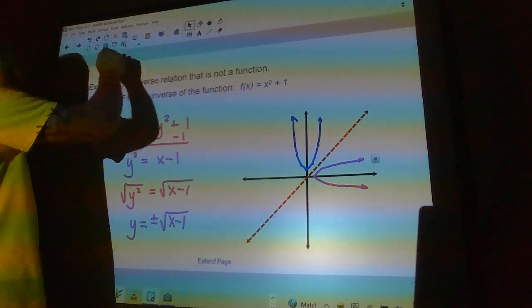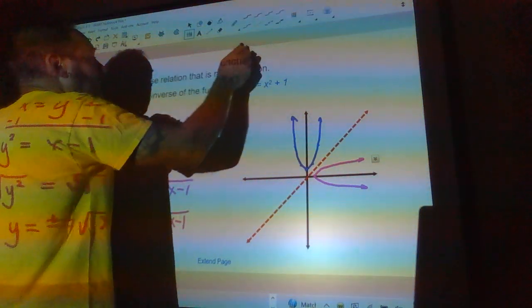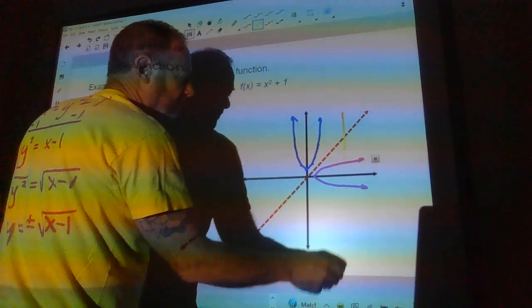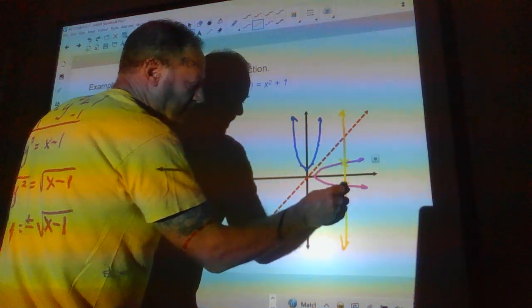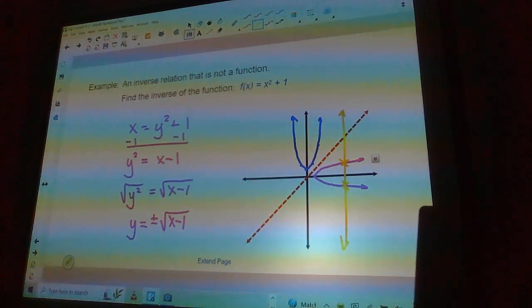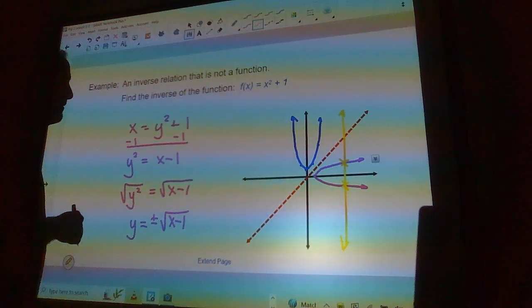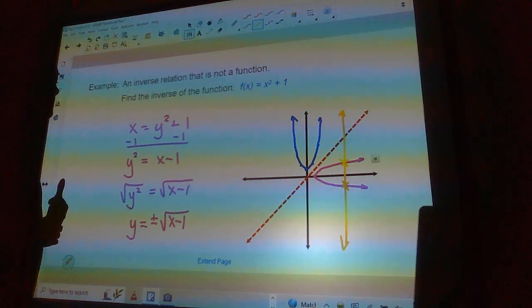Okay, now, this is a function. It passes the vertical line test. However, if I draw a vertical line right here, at this x, I get 2 y's. So that is not a function. So it doesn't work that every time you have a function and take an inverse, you're going to get another function necessarily.